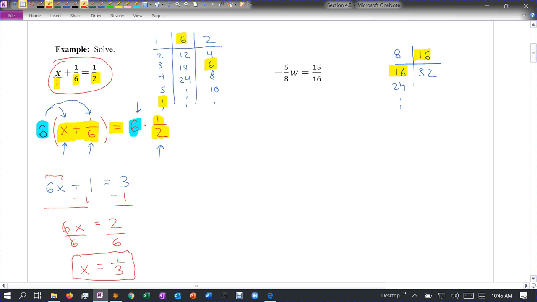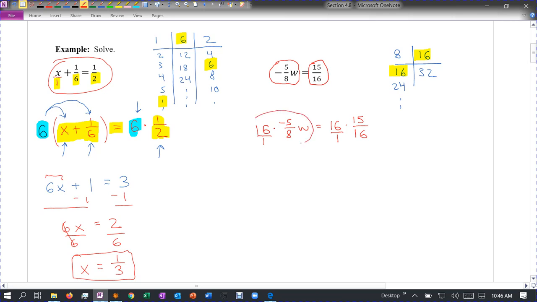So what I'm going to do is take the original equation, multiply both sides by 16. So 16 times negative 5/8 w equals 16 times 15 over 16. Now notice I did not use any parentheses. Again, it's because I have a single term on the left and a single term on the right. I only use parentheses when I have more than one term. So I can just multiply this. Keep in mind that 16 is the same as 16 over 1. That'll make the multiplication a little easier here.